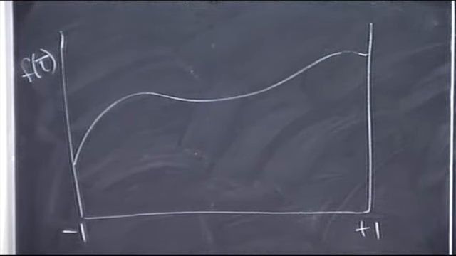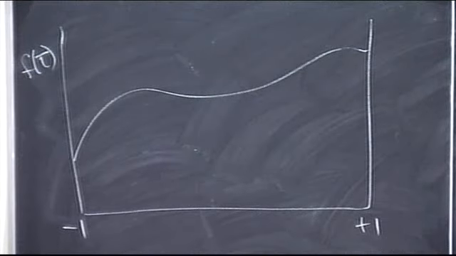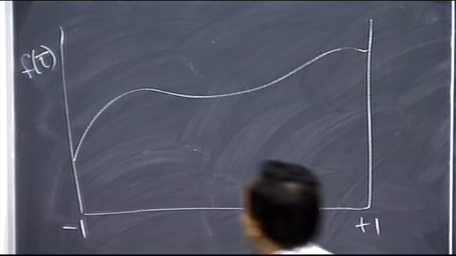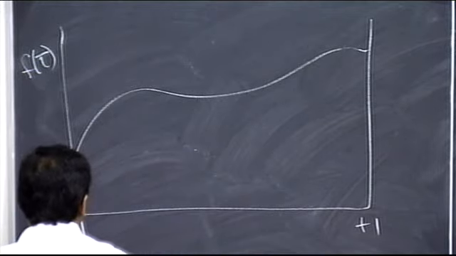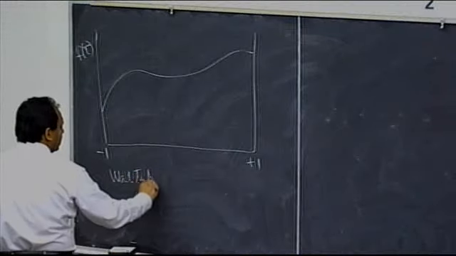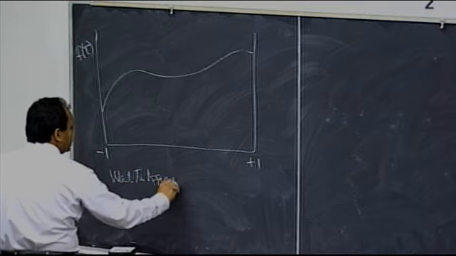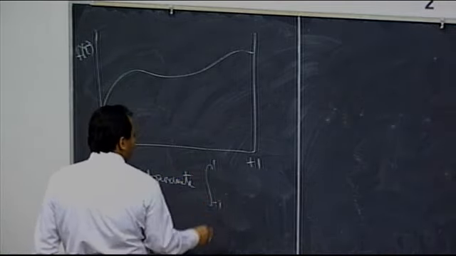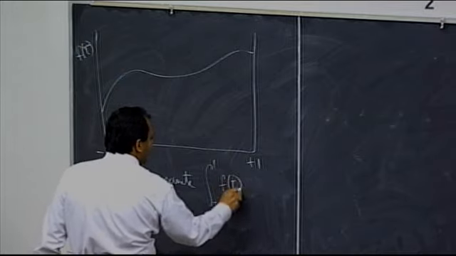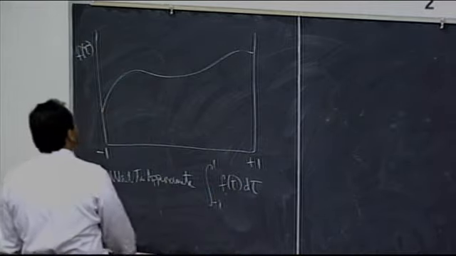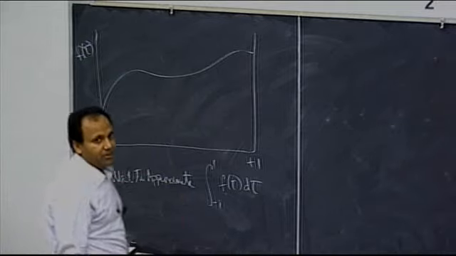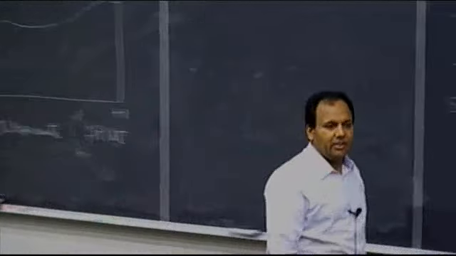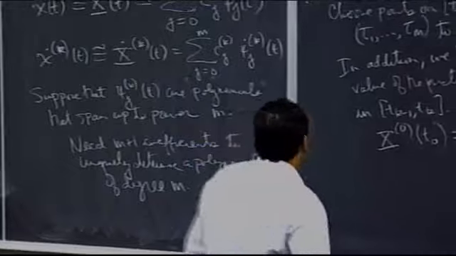So -1 to +1 is as good as any, right? I can scale the interval any way I want. So I've got this function, and we want to approximate the integral from -1 to 1 of f of tau d tau. So basically, I want the area under this curve. All right, now the question is, how am I going to get the area under this curve?